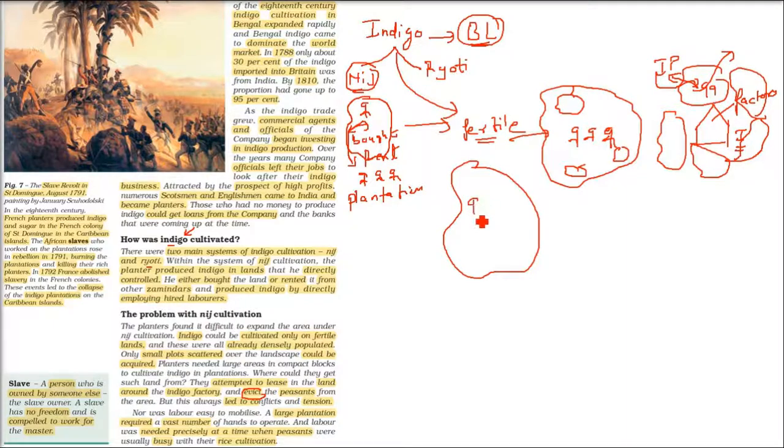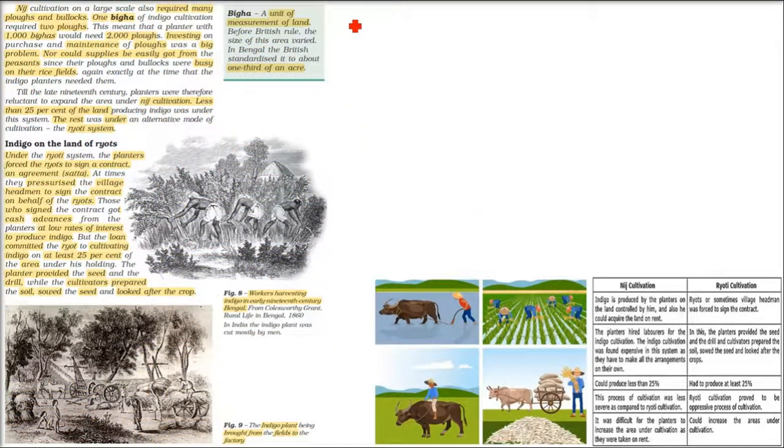Whenever I'm talking about big land, the mazdoors, the labor, is also required in high numbers. For indigo plantation, Nij Kheti, at the same time these laborers were doing cultivation of their own, that is rice cultivation. Because you can live without indigo, but you cannot live without rice. You have to eat rice, then only you can do Nij Kheti or any other cultivation.